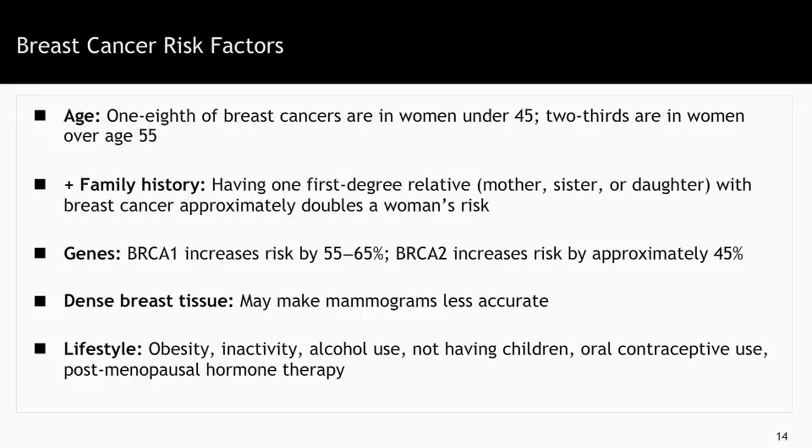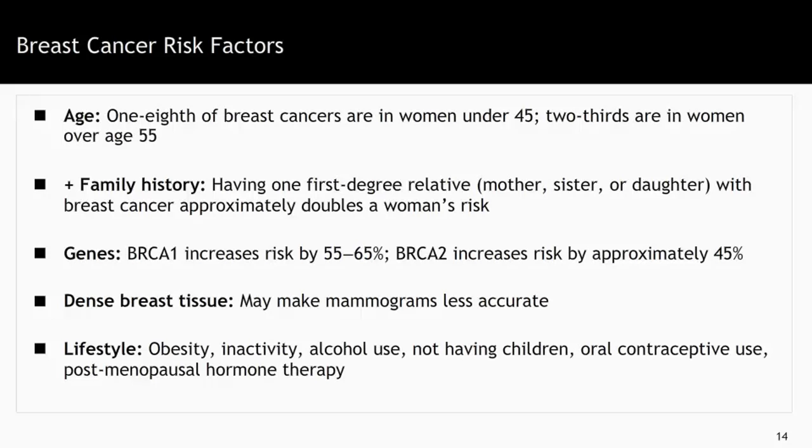There are genes that are associated with increased risk. Known mutations in a woman's genome, including breast cancer 1 or BRCA1, which increases risk 55 to 65%, and breast cancer 2 or BRCA2, which increases risk approximately 45%. These are genes in the DNA repair pathway and can now be screened for in appropriate populations. Dense breast tissue is also a risk factor because it makes mammograms, which are screening tests, less accurate.